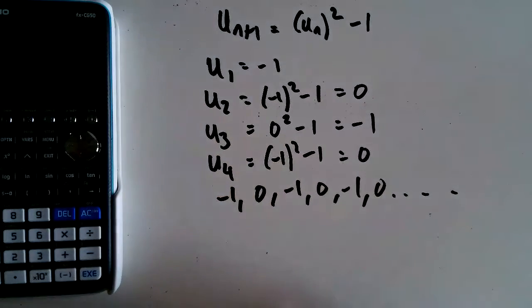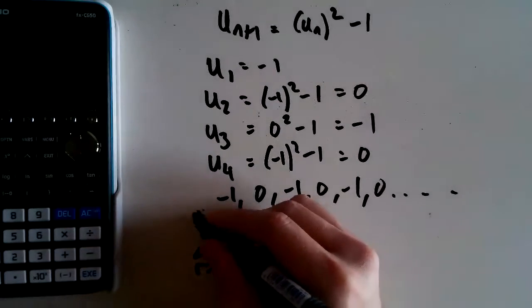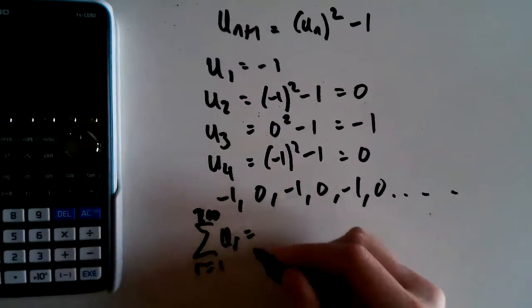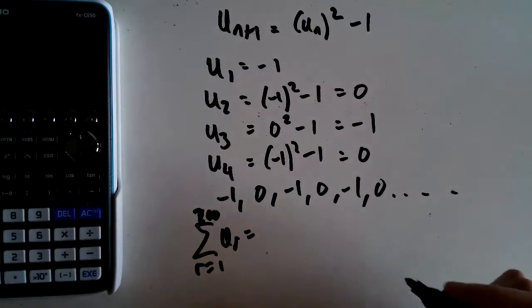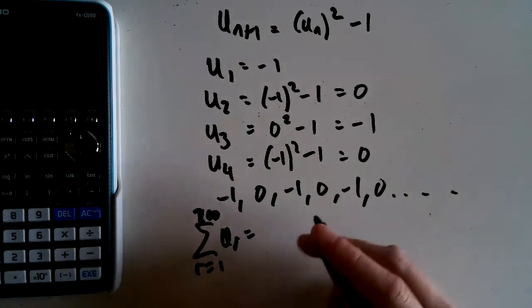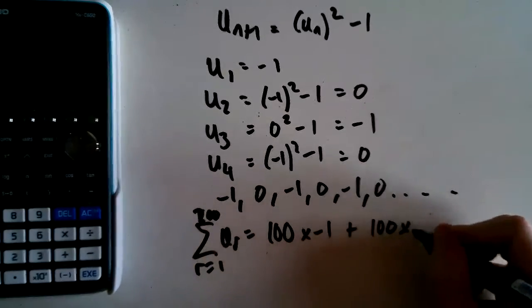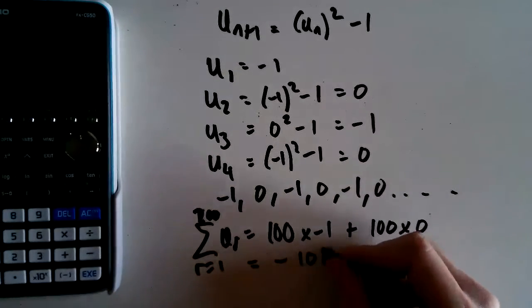It's a periodic sequence, period 2, and I want the sum of the first 200. So remember, that means u1 add u2 add u3 add u4, all the way up to u200. So that means I'm going to get 100 lots of minus 1 and 100 lots of 0, which just gives me minus 100.